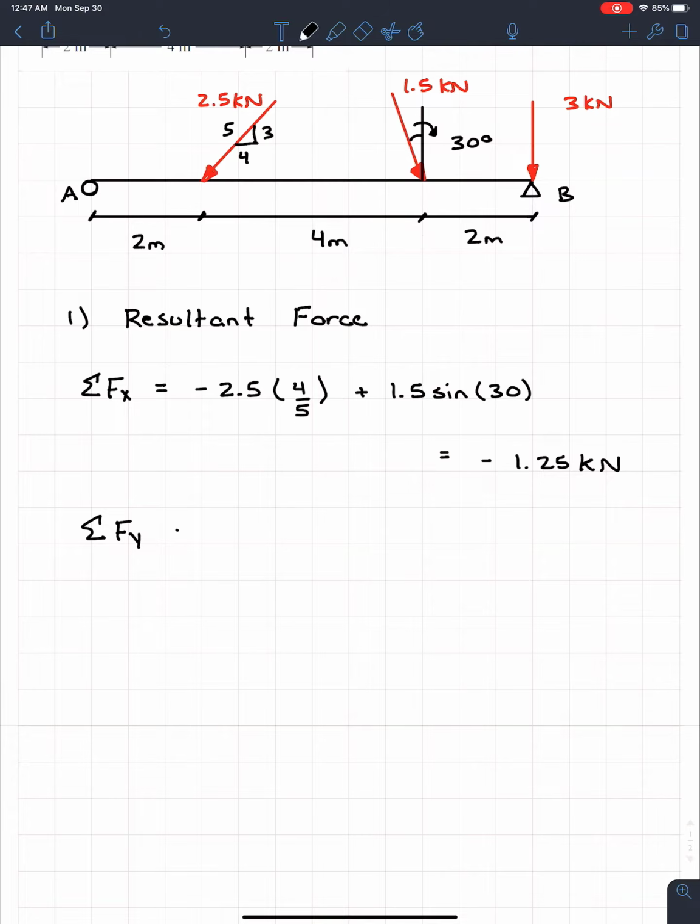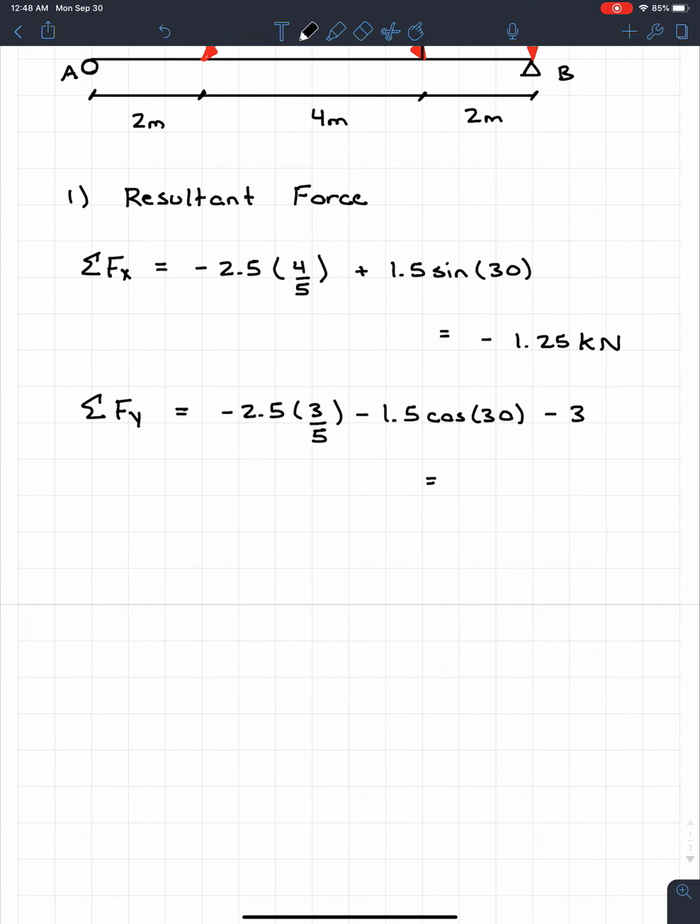We're going to do the same thing real quick with the sum of the forces in the y direction. Remember, these are just the external forces. I'm not including any reaction forces. We know this can be negative 2.5, and all the forces will be negative because they're all going in a downward direction. The component is going to be 3 over 5. And then minus 1.5 times the, sorry, it's not the sine, it'll be the cosine of 30. So cosine of 30. And then, of course, we have that single force all by itself, which is the minus 3. And we find this is equal to negative 5.80 kilonewtons, or 5.8 kilonewtons downwards.